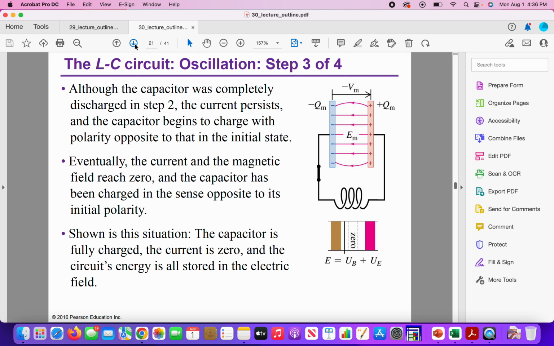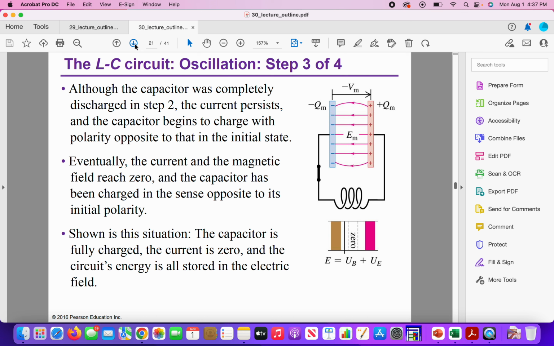Although the capacitor was completely discharged, the current persists and the capacitor begins to charge again, but the polarity is going to be opposite. This is why we say we have that oscillation. Eventually, the current and the magnetic field reach zero, and the capacitor is fully charged with a maximum charge and opposite polarity.